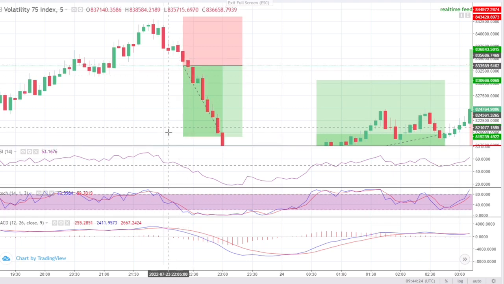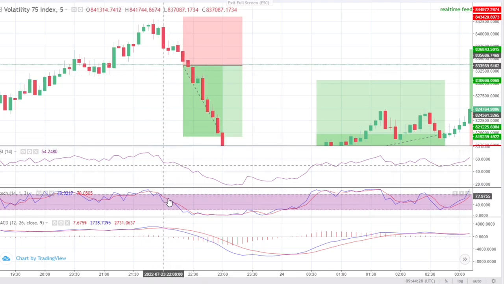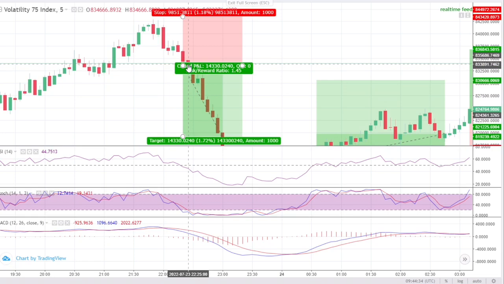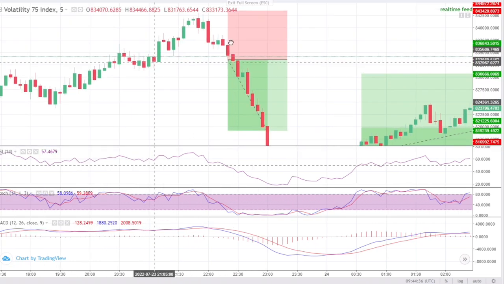So once the RSI crosses here, now it confirms we already have the stochastic moving down, the MACD crossed, and now the RSI is also crossing. So you place your trade right here.